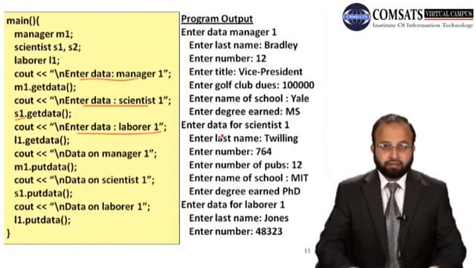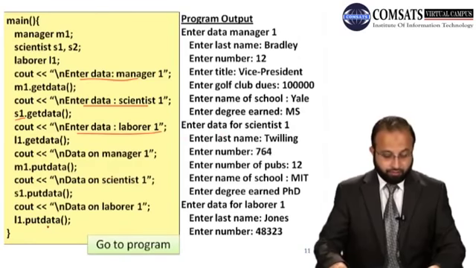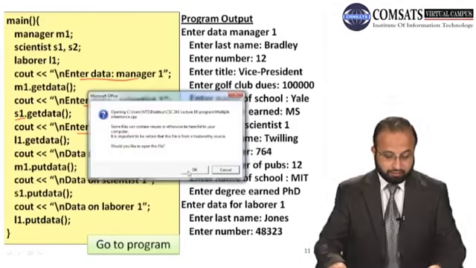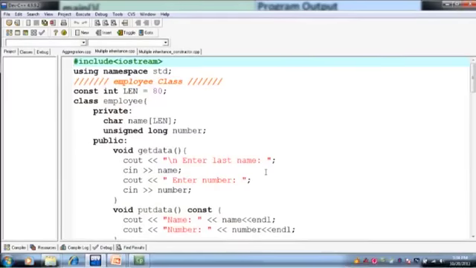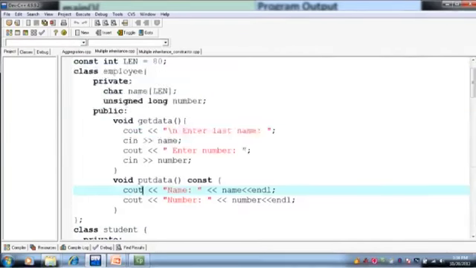Now let's go to the program, the C++ program, and execute this program, and let's see the output and understand it in more detail, right? So this is the code. We have a constant integer with the name len, right? Then we have an employee class. This is an employee class.